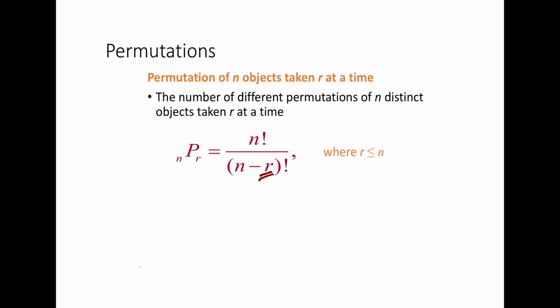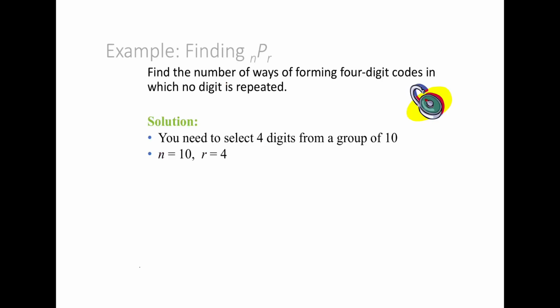Let's look at an example for this. Find the number of ways of forming 4-digit codes in which no digit is repeated. Now, we can kind of figure this out without using that formula, so I want to just give you an idea of what we would do here. If no digits are repeated, and it's a 4-digit code, there's 10 different digits that can go in the first, then 9, then 8, then 7. Now, the factorial thing makes us go all the way down to 1.